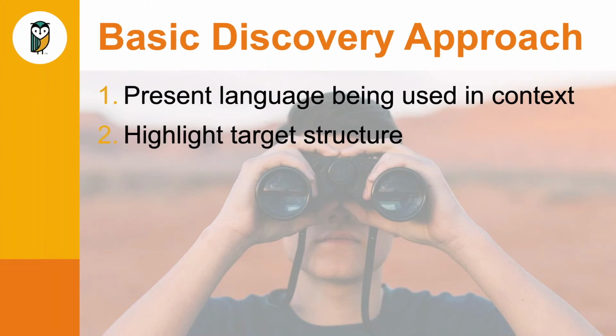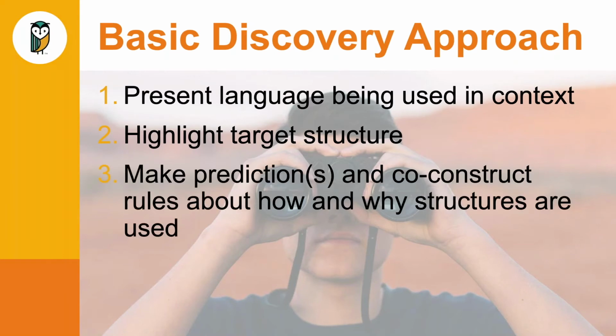Step 2 is going to be highlighting that grammar by bringing students' attention to it. We have it bolded in our textbooks so that the students do notice it. Next, you co-construct with the students the rules. Start to do this by asking them some guiding questions to help them make predictions about the grammar rule or structure, and then you work with the students to co-construct the rules.